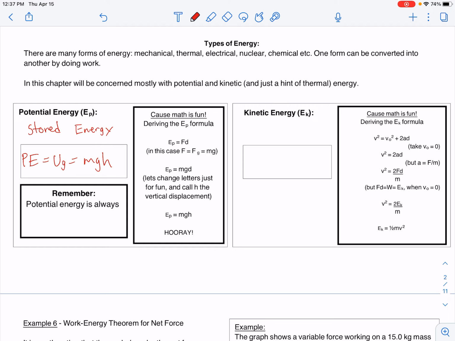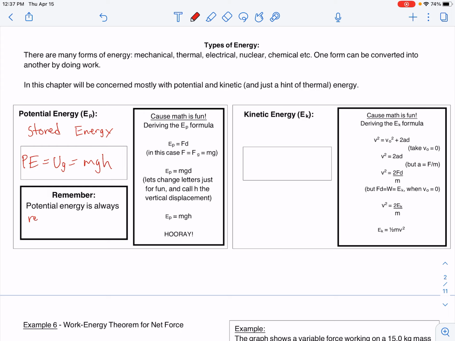Potential energy is always relative to a reference point. So we're talking about the height or the change in y. We're talking about from where. Where is that height starting from? It's not always necessarily the surface of the Earth.